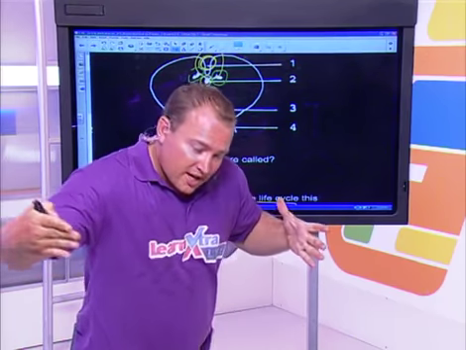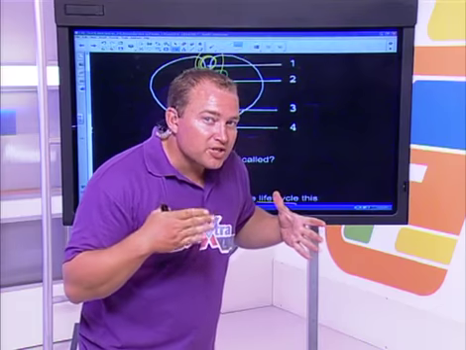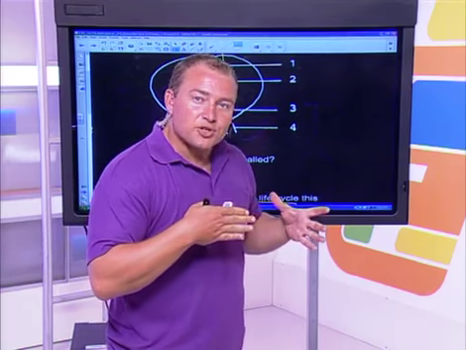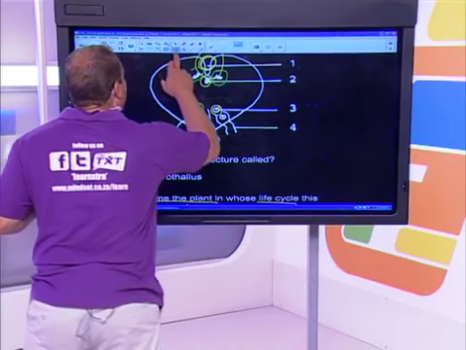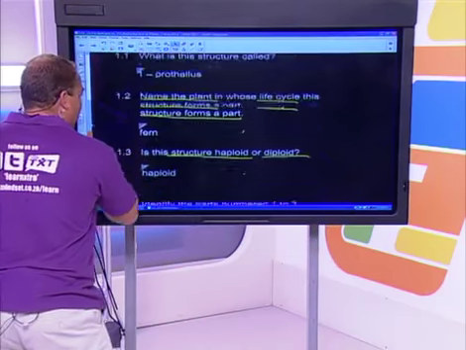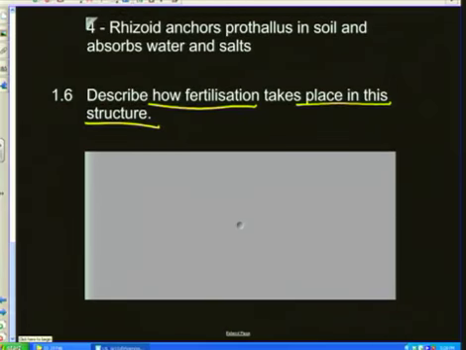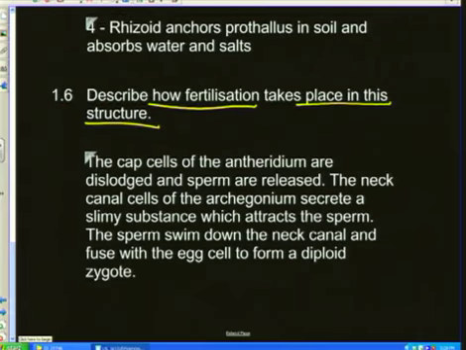And then, of course, the sperm will swim, because it needs water, all the way up to there. It'll go inside, and fertilization will take place. So that is a nice, simple way of explaining it to you, and I hope you can understand that. So let's go back and have a look at this answer to make sure I know what I'm talking about. Here we go.